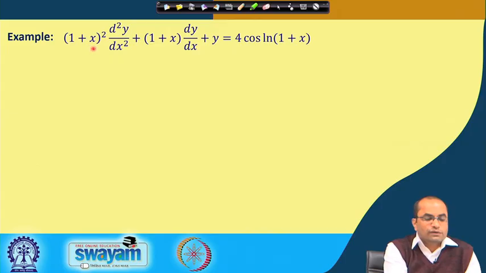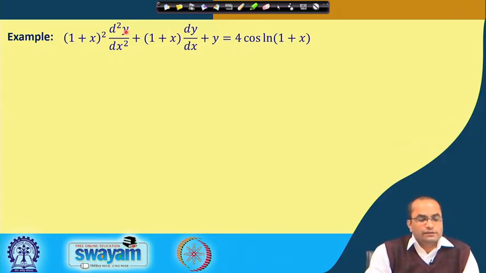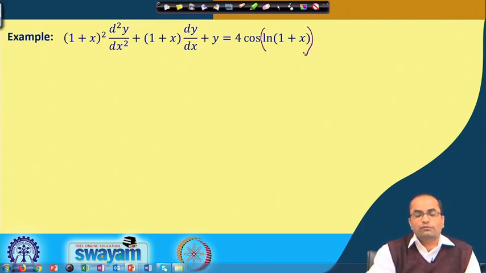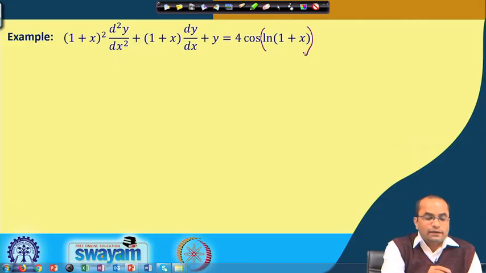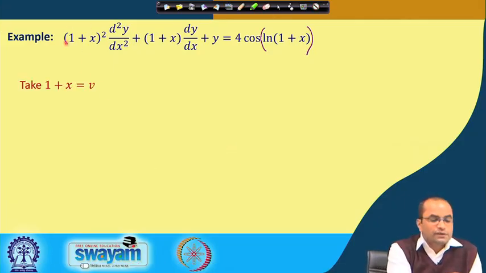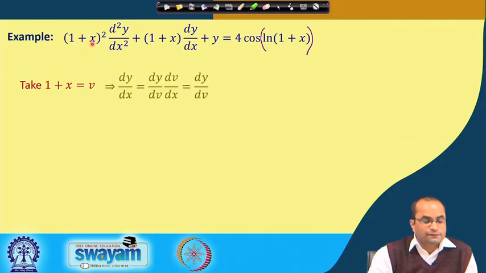So, we take 1 plus x whole square times the second order derivative, plus 1 plus x times the first order derivative, plus y is equal to 4 cos of log 1 plus x. Now, if we substitute this 1 plus x as v, in general the a x plus b term, we have taken 1 plus x is equal to v, this substitution we have made here.